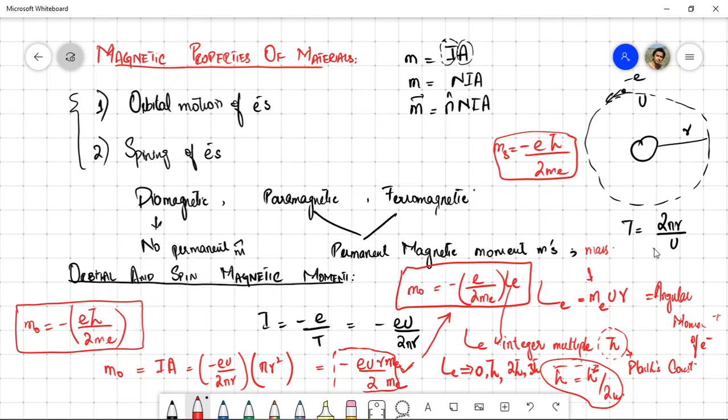So the orbital magnetic moment will have a major contribution because they are not canceling each other out. But when we talk about the spin magnetic moment, they will cancel each other out, and as a result the contribution of the spin magnetic moment in the behavior of a material in the vicinity of any external magnetic field is going to be very tiny as compared to the contribution of the orbital magnetic moment.